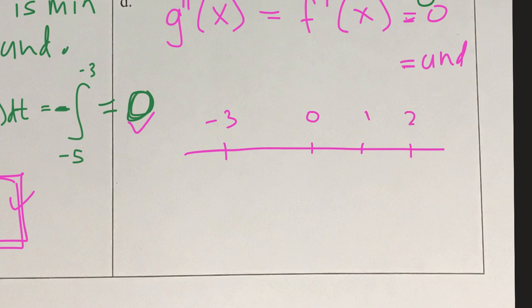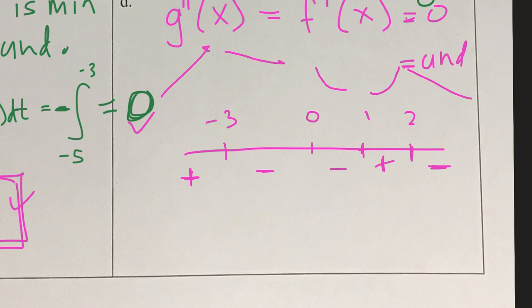Okay, so we're looking for where we have positive or negative slopes. So to the left of negative 3, we have positive slopes, right? The graph is going up. To the right, between, we have the graph going down, so this is a negative slope. Between 0 and 1, the graph is also going down, so it's a negative slope. Between 1 and 2, the graph is going up, positive slopes. And after 2, the graph is going down, so negative slopes.